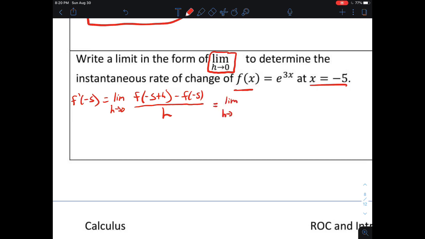And all we're doing is writing. We don't have to simplify. So it'd be the limit as h approaches 0 of e to the 3 times (-5 plus h) power minus e to the -15 power, all over h. So put -5 in for the x. And so there is my derivative, or instantaneous rate of change, in its limit form.